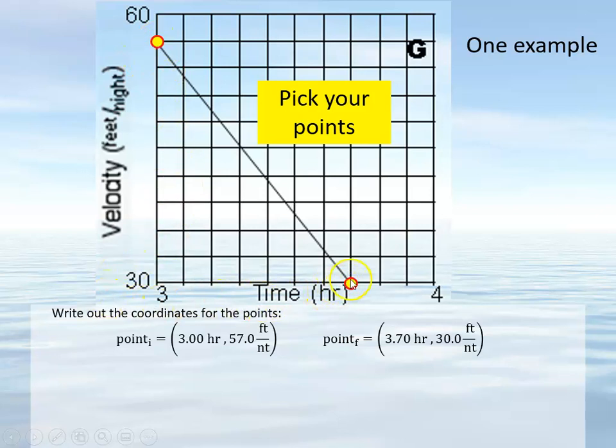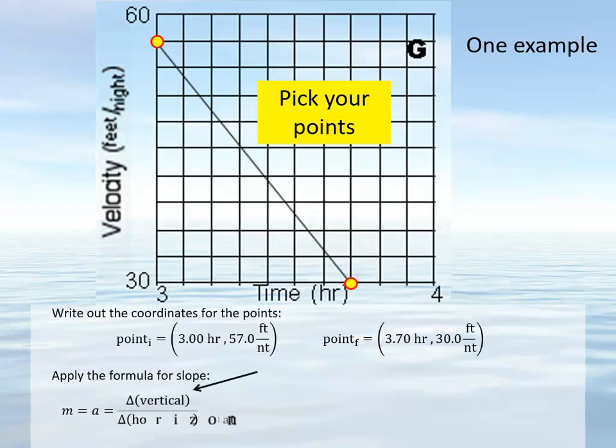And the second point down here, that would be 3.1, 2, 3, 4, 5, 6, 7, 3.7 hours, and up 30 feet per night. Okay, so we've identified 2 points on our graph that can aid us in calculating the slope. So let's do it. Apply the formula for slope. Remember, it's rise over run.